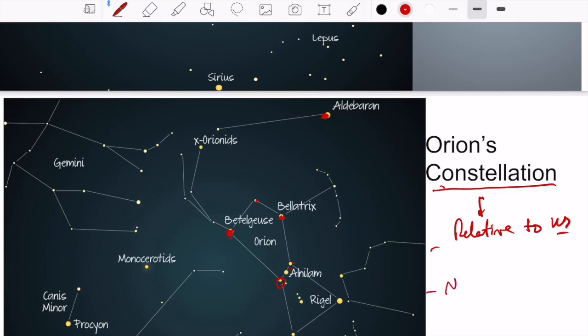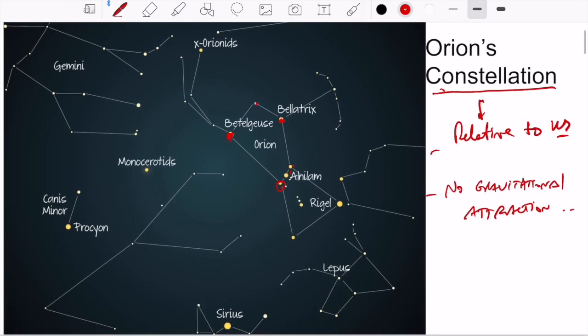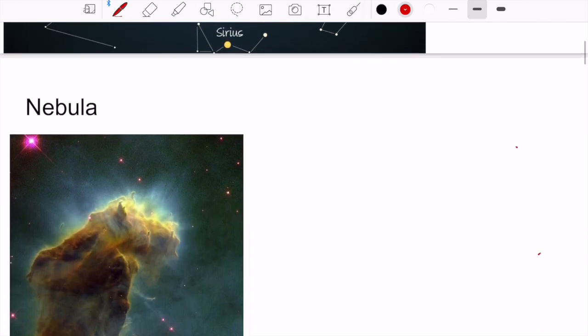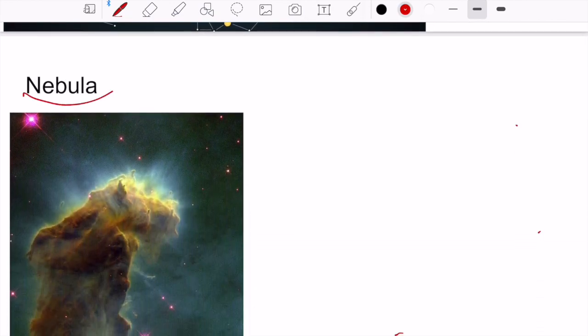They have no gravitational attraction between them. They are at distant places. They're not together, right? There is no bonding between them. So that's a constellation, and a nebula, as I said, is different from a constellation.